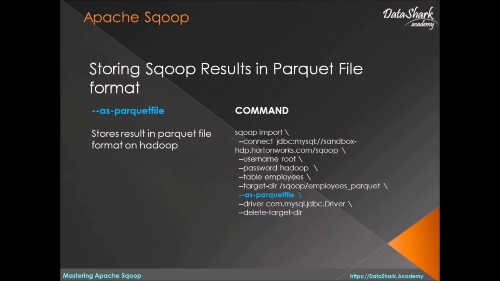So in the previous lesson we tried text file, Avro file and sequence file. Now the fourth and final type of file that is supported by Sqoop is Parquet file. This is also a binary file, and to run this we need to use the option called as-parquetfile. It's very straightforward. The rest of the command is the same as used in previous lessons. So let's try this out on our terminal.